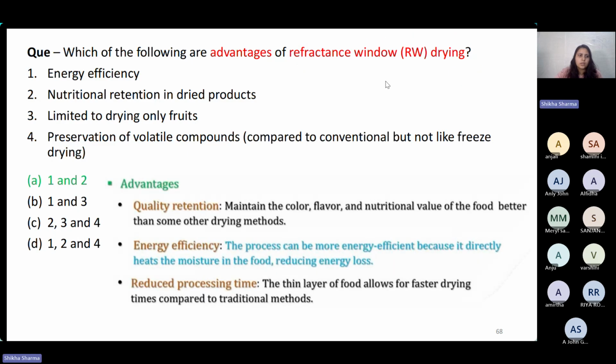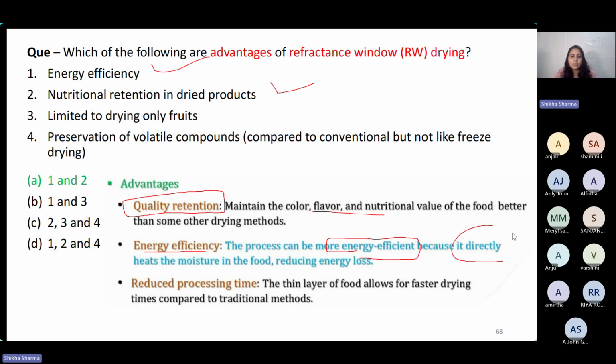So the advantages are that it is energy efficient and it retains nutrition in the dried products. So it will retain the quality, the color, flavor, and the nutritional value of the food product. Basically, it is a more energy efficient method because it is directly heating the moisture in the food, reducing the energy loss, and it reduces the process time.